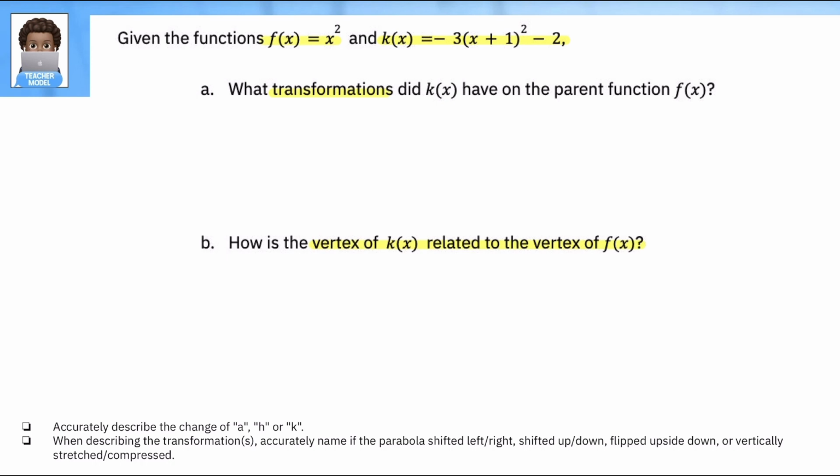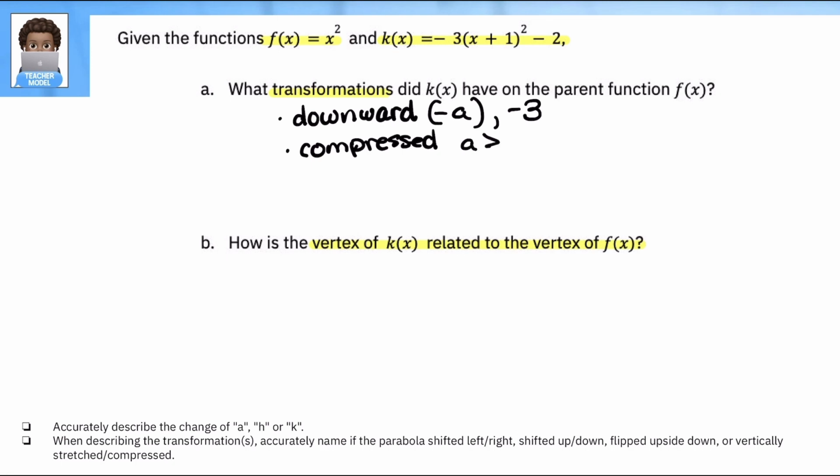All right, so let's get started. And we already know what kinds of shifts we're going to make. So let's do a reveal first, all the different things that happened. So 1, it's flipped downward. How do I know? Because there's a negative a, a -3. 2, it's skinny, so it is compressed, because the absolute value of a is greater than 1. I think that's an important distinction that we didn't make earlier in this lesson.